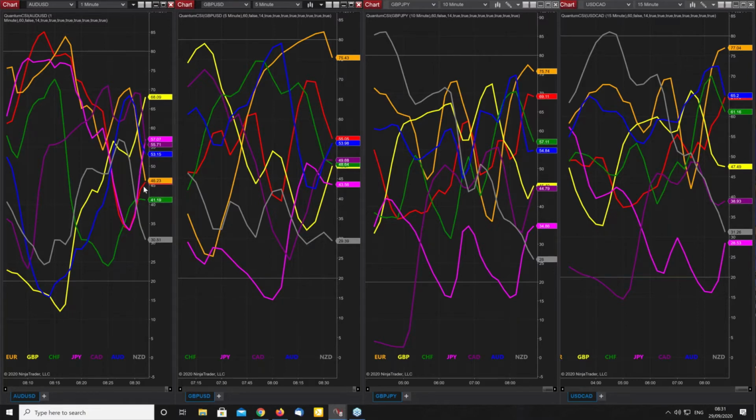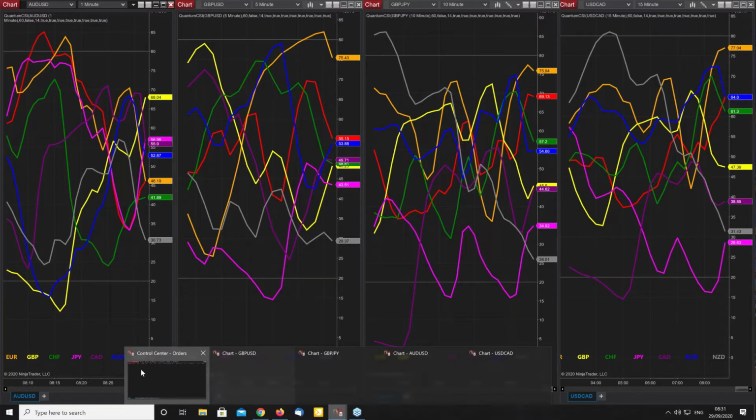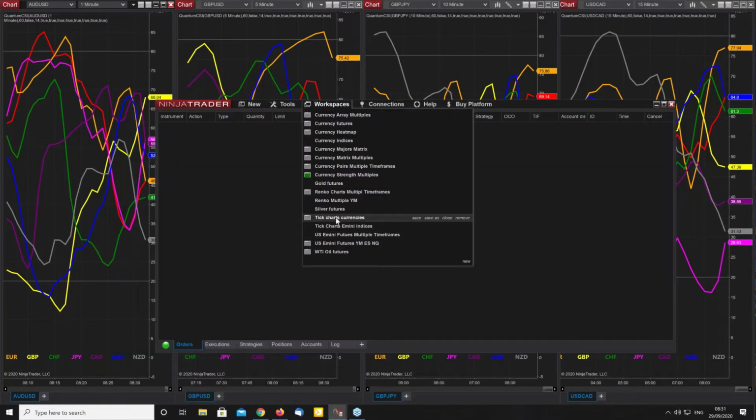Pound dollar's not going anywhere on the fast time frame, but it would be moving against New Zealand dollar, which is selling off quite strongly. So pound New Zealand would be okay. Pound Aussie. In fact, let's hop over onto pound Aussie, because I was looking at that earlier on.